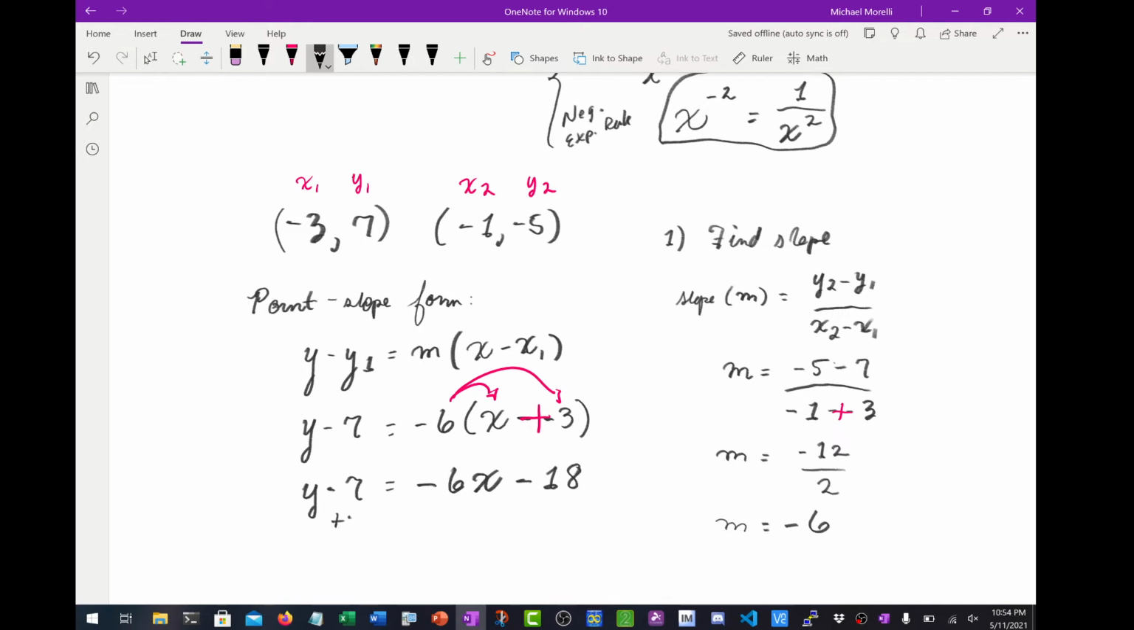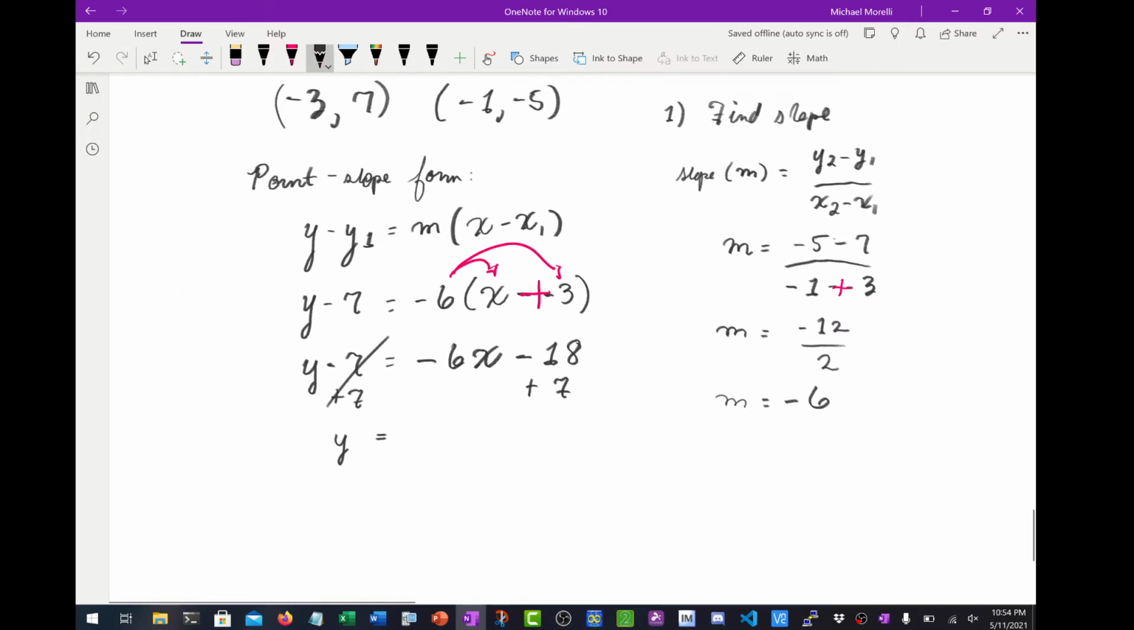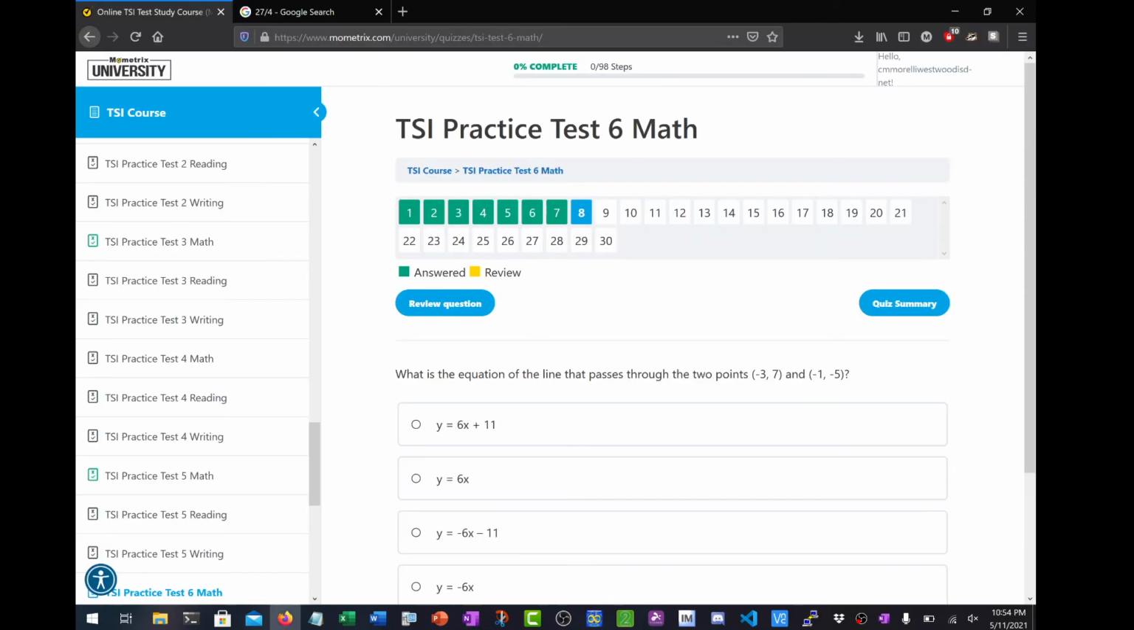So now I add 7 to both sides. So y will equal negative 6x. And then negative 18 plus 7 is negative 11. And that's the equation, y equals negative 6x minus 11.